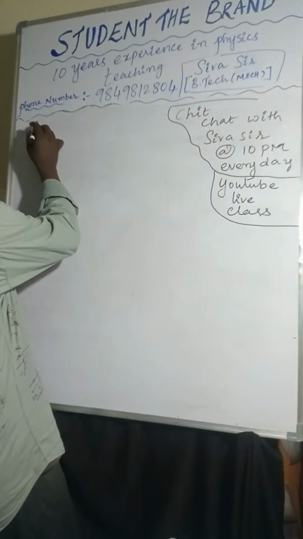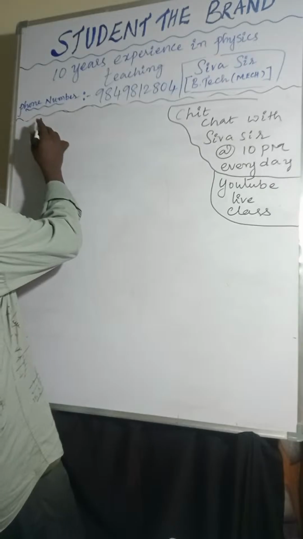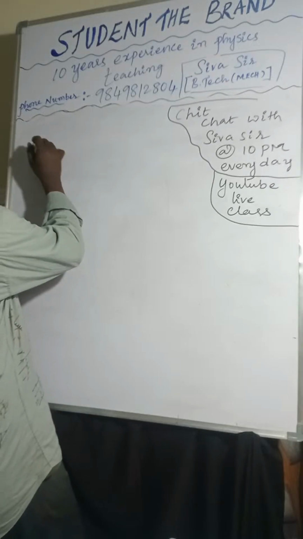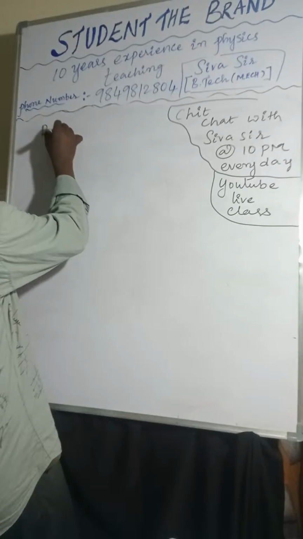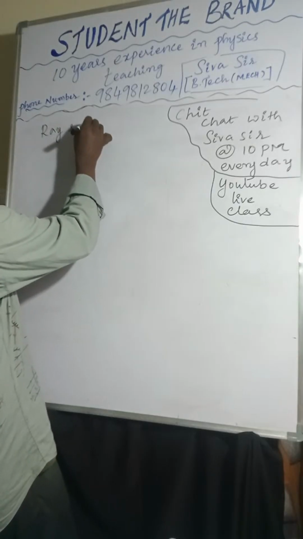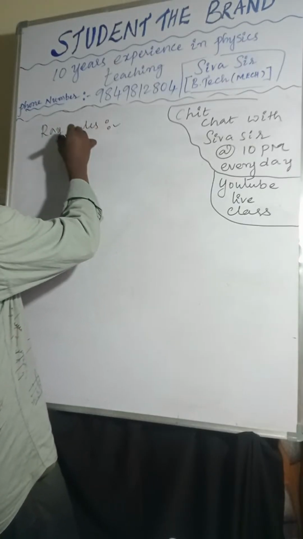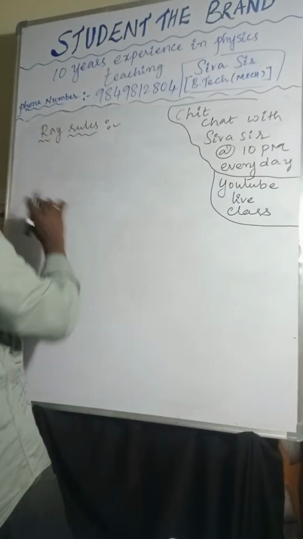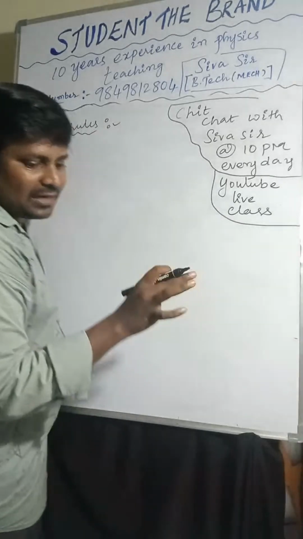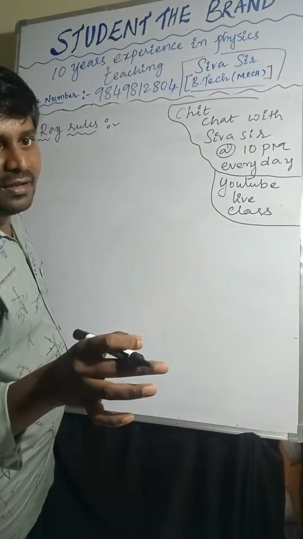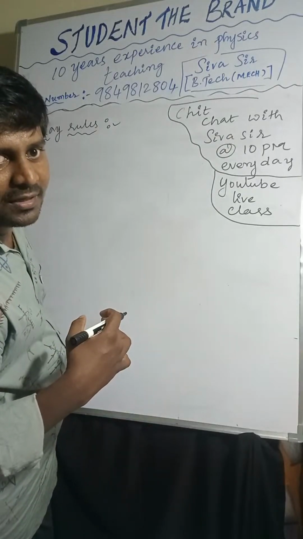So here I'm considering ray rules of the convex lens. See how to draw the diagram. Diagrams I'll explain.